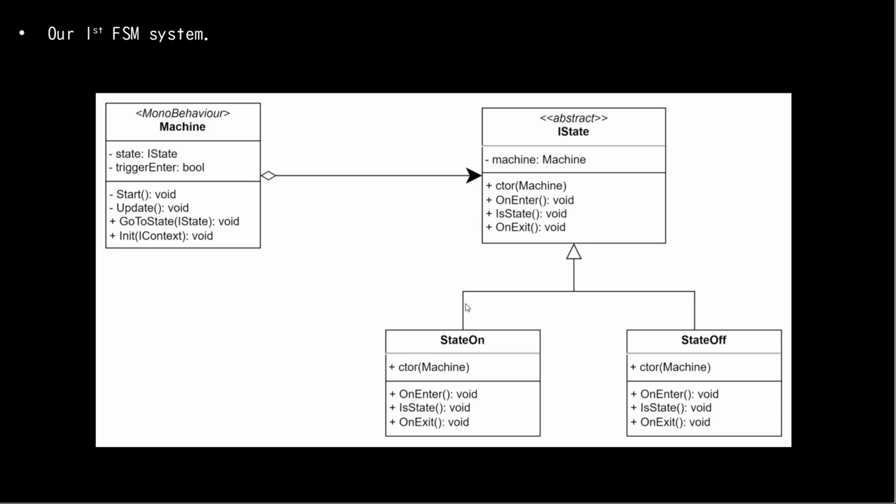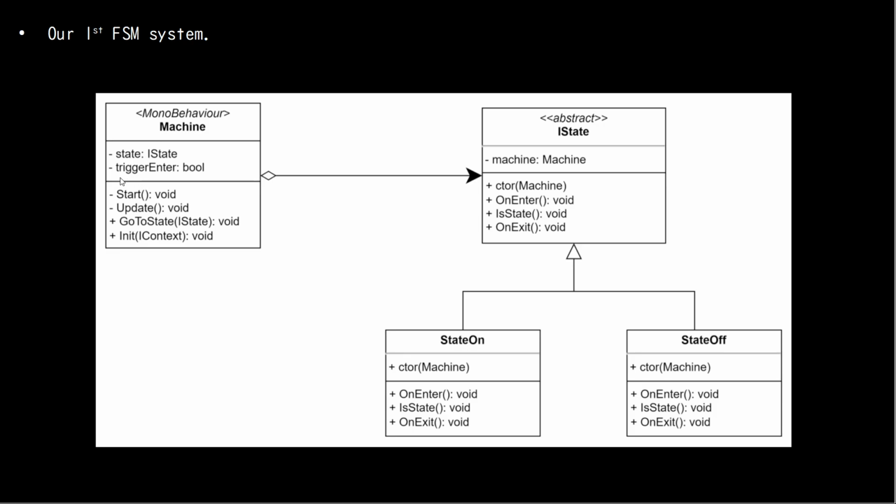All right, so let's see the client logic. Our client logic is inherited from MonoBehaviour, and we have a state. We just know that we have an IState. We are not sure whether the IState is StateOn or StateOff unless we run the program. Otherwise we are not sure who the real class, the concrete class, of this IState is.